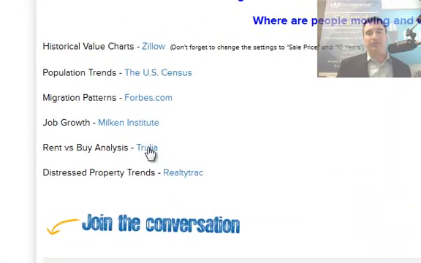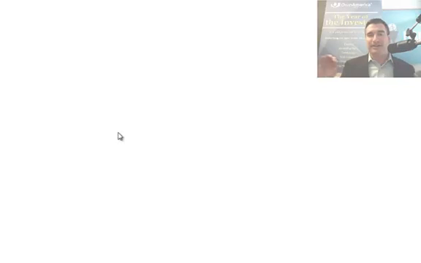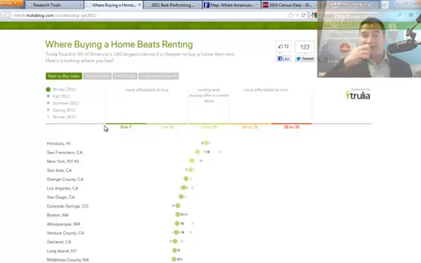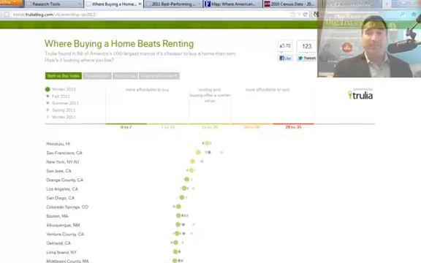Now I want to look at this rent versus buy analysis. This I find to be very interesting. Truly does a great job of this. But they always present it as why it's a good time to be a homeowner rather than a renter. I analyze it differently. I say if there's a marketplace where it is cheaper to buy than it is to rent, that indicates a positive cash flow market. Because if I buy it and it's more expensive to rent it, there's my cash flow right there. I buy it, I rent it out, I make the profit.